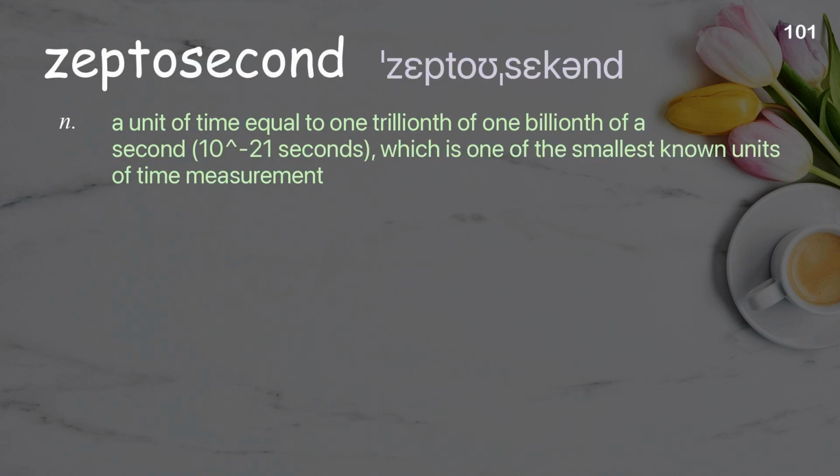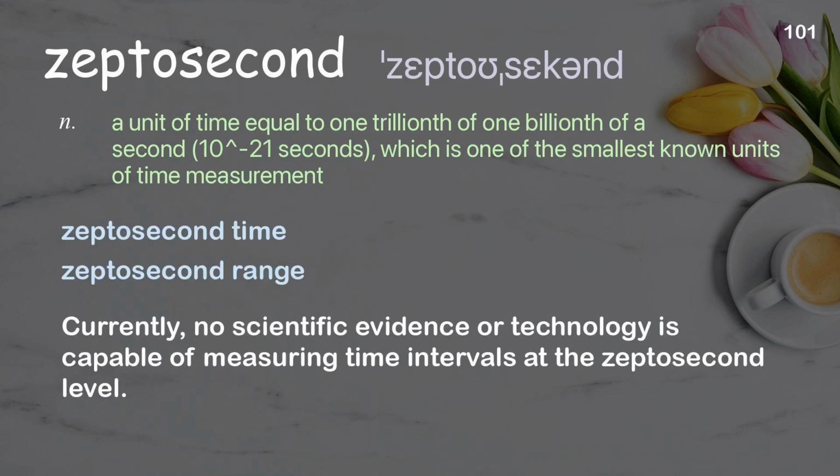Zeptosecond. A unit of time equal to one trillionth of one billionth of a second, 10⁻²¹ seconds, which is one of the smallest known units of time measurement. Examples: Zeptosecond time, zeptosecond range. Currently, no scientific evidence or technology is capable of measuring time intervals at the zeptosecond level.